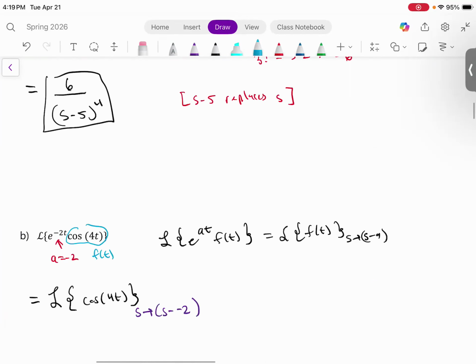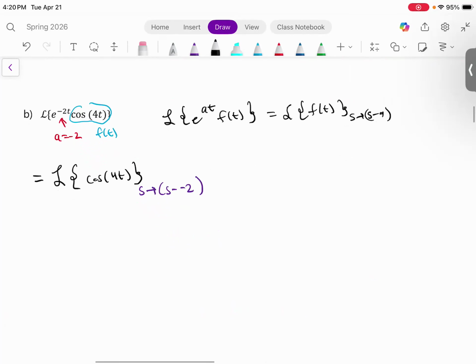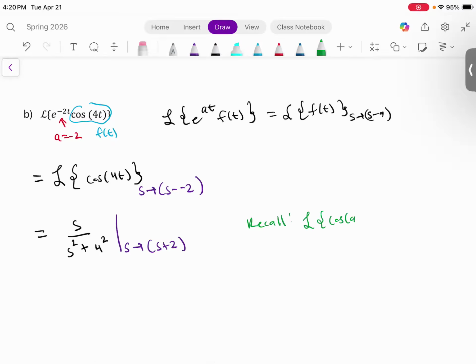Okay, so let's bring that back here. So the Laplace of cosine 4t is going to equal s over s squared plus 4 squared. And then just keep in mind that you're shifting s 2 units to the left. And just in case, to have it with us here, the Laplace of a cosine is s over s squared plus a squared.